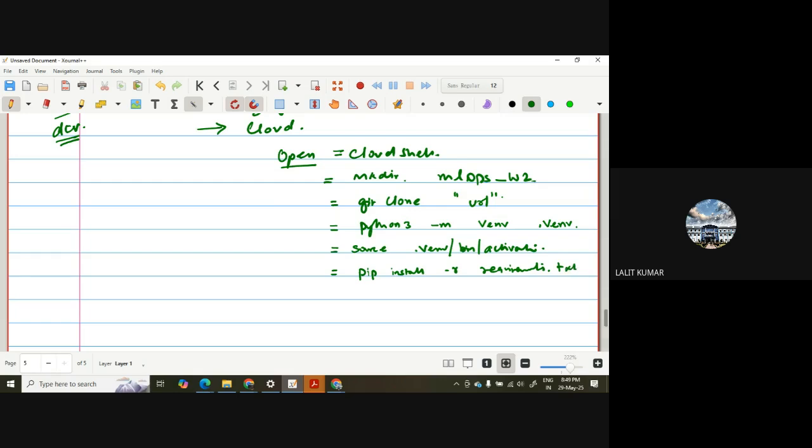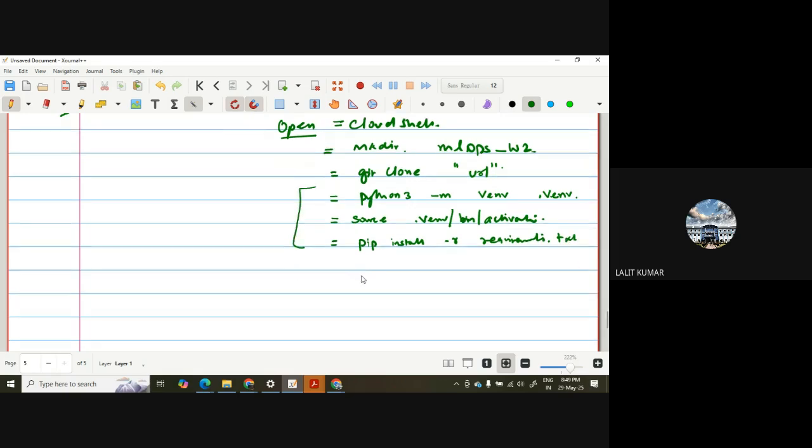Now these are the standard steps which we have done in our deep learning also. And now, in the Mat2 project, we used to do this. Now you have to install DVC. Pip install dvc.